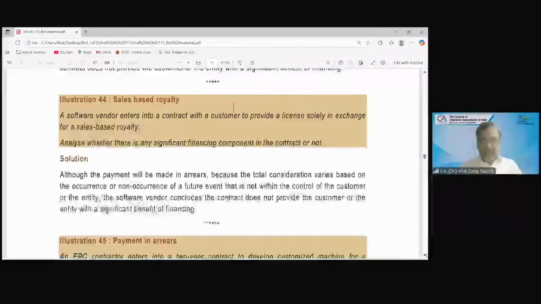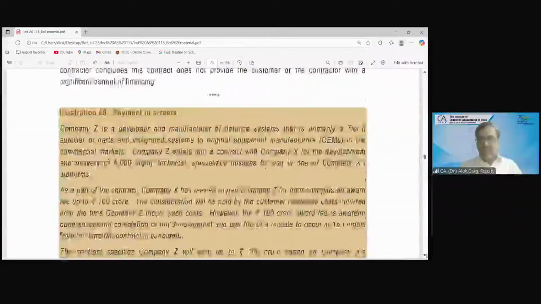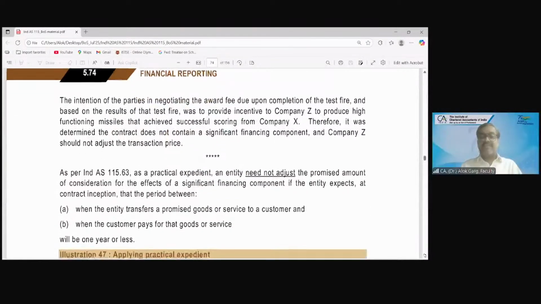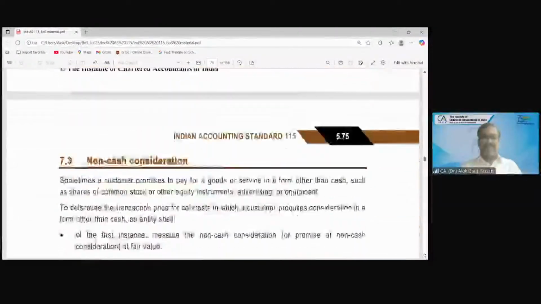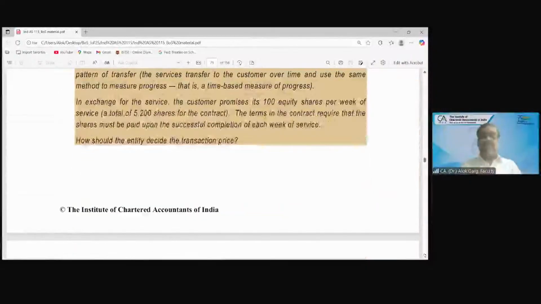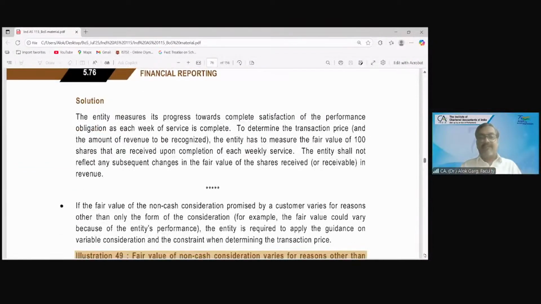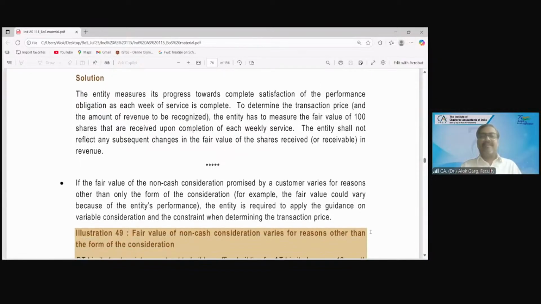The fair value of the services. Sorry, the fair value of the services or the fair value of the shares? Fair value of shares, what we are getting from the customer, right? Yes sir, you're right. The entity measures its progress towards complete satisfaction of the performance obligation as each week of service is complete. So this is a single performance obligation to recognize the revenue.